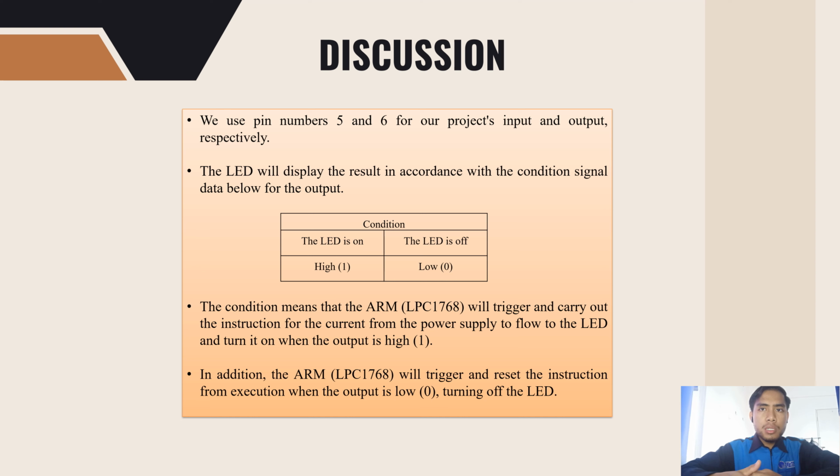The condition means that the ARM will trigger and carry out the instruction for the current from the power supply to flow to the LED and turn it on when the output is high, 1. In addition, the ARM LPC1768 will trigger and reset the instruction from execution when the output is low, 0, turning off the LED. That's all from us.